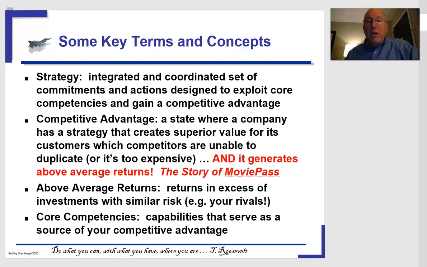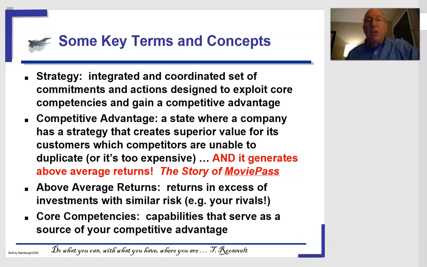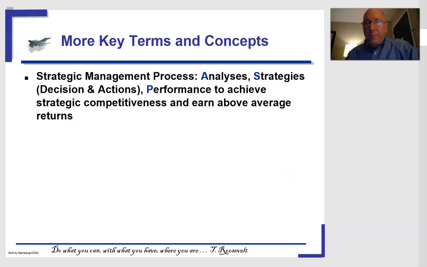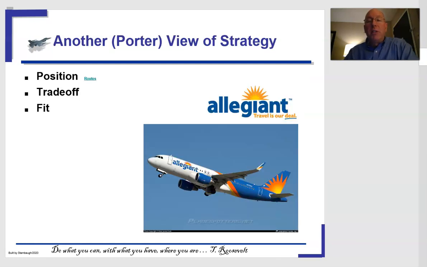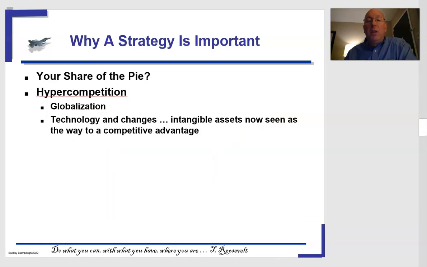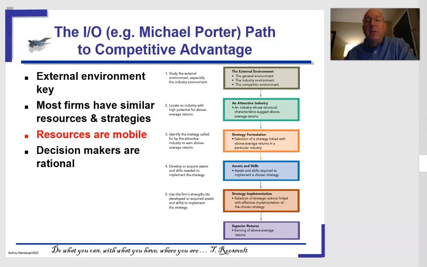So let's get started. On this slide, I would make sure that I remember the definition of above average returns. Remember that performance is ultimately what we're worried about in strategy, and it is the outcome of the strategic management process. Remember the discussion about position, trade-off, and fit. There will be one question having to do with that other view of strategy. Hypercompetition is important. Remember what causes it and the impact of that.